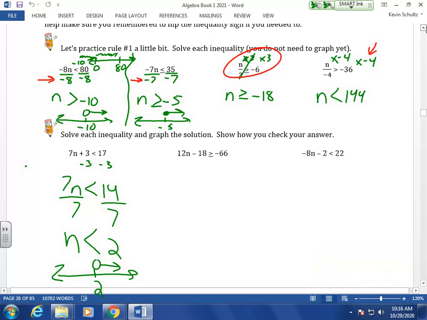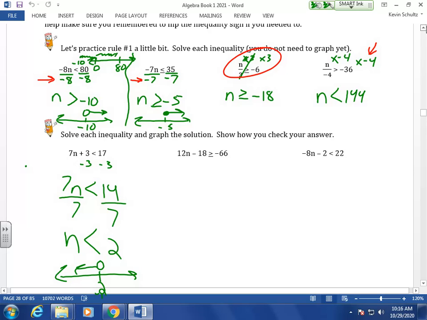So I could change my graph now too, don't I? Oh, brother. So n is less than 2. And you know what? What I was about to do, I was about to say, how would you check the answer here? So I would have caught myself, which is why you should be checking answers also. But any number less than 2 is going to make this inequality true.